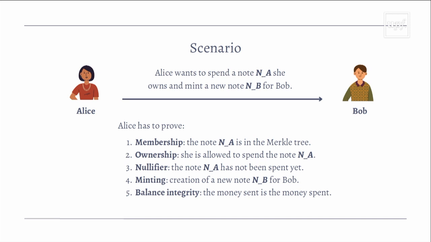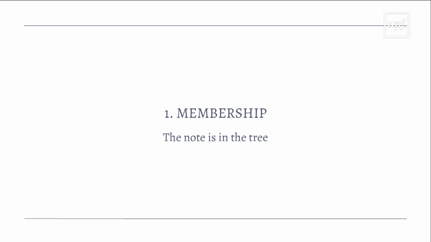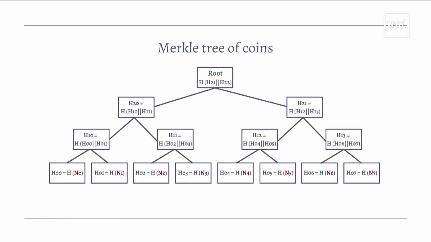First, she needs to show that the node she is willing to spend is in the Merkle tree. She has to show that she is allowed to spend the node. She has to make sure that this node will no longer be spent again. And she has to create a new node for the receiver, Bob in this case, and also show that the money sent is the money being spent. So let's see how we prove that the node is in the tree.